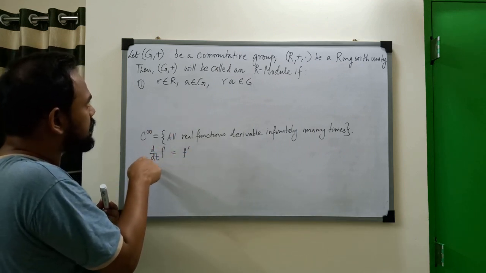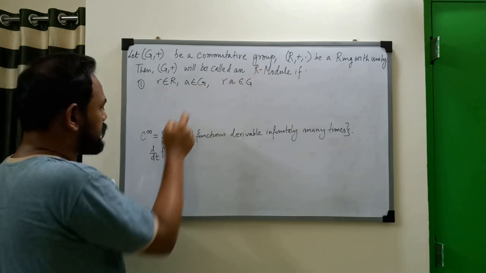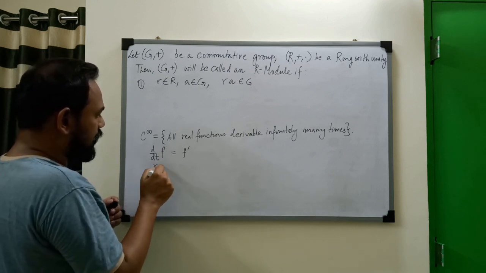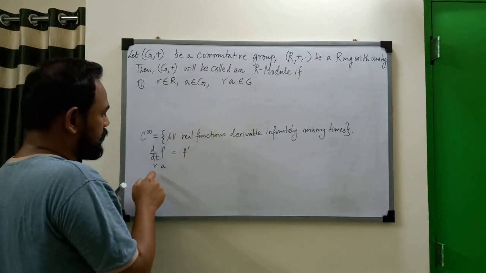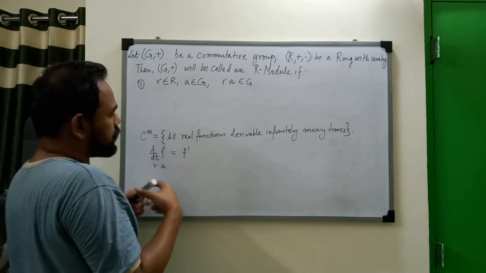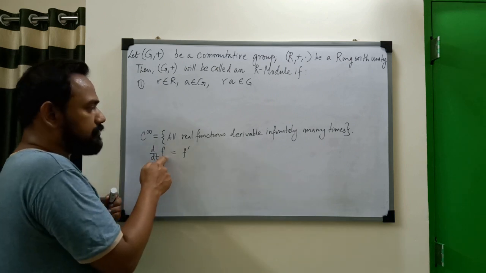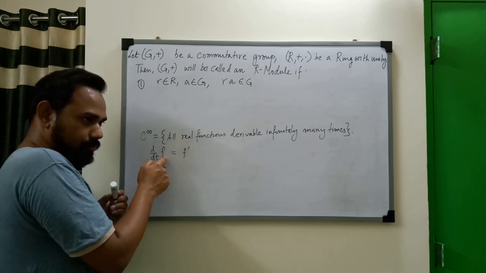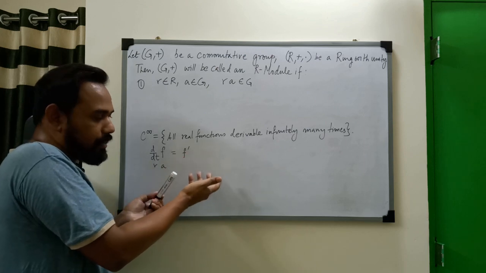If you think of d/dt being an element of R and f being an element of G, then this is an element, I'm calling it R, and f is an element from G. It acts on the element from G to give you an element from G, because f prime will be an element of C infinity. Because if this is differentiable infinitely many times, if you differentiate it one time, then this will also be differentiable infinitely many times.